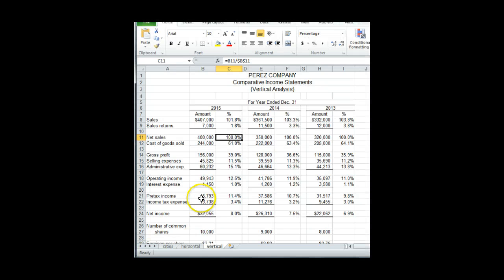Okay, so here's our vertical income statement. So I'm going to go put these numbers down, but let's look at these percentages. So cost of goods sold is 61% of sales. It had been 63 and 64.